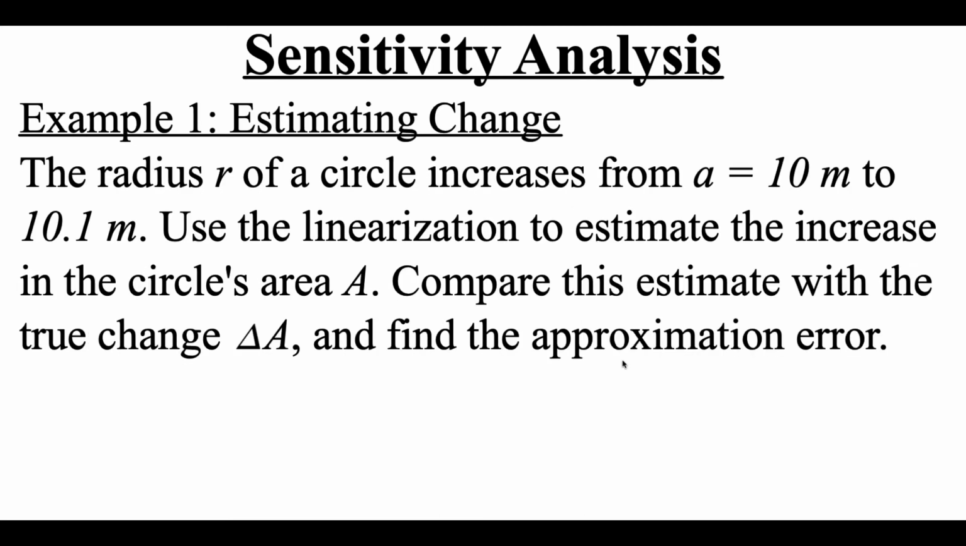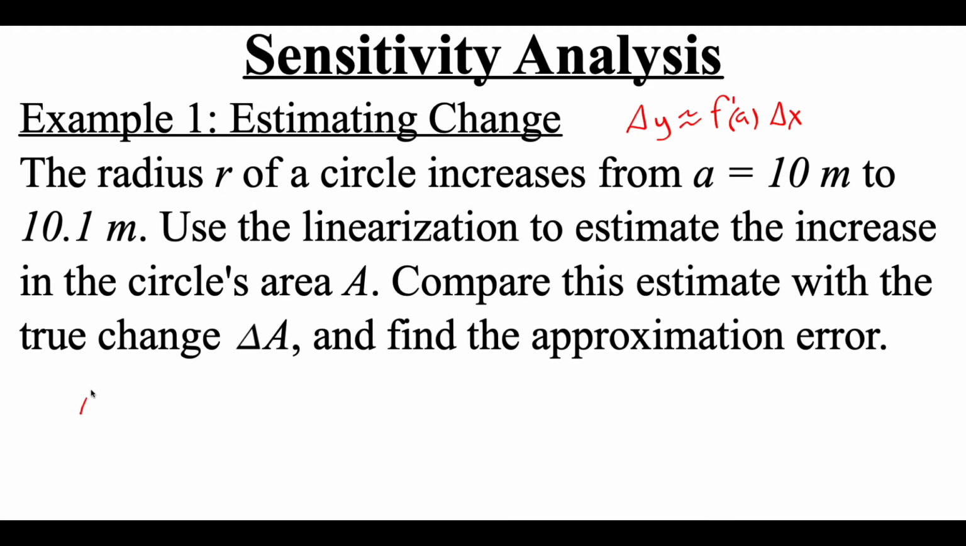So in this example, we're going to look at estimating some change. We know that the radius r of a circle is going to be increasing from a value of 10 meters to 10.1 meters. And what we're going to do is look at estimating the increase in the circle's area, capital A. And we want to compare our estimate with the true change in the area, and then we'll find the approximation error as well. So in general, we said if we want to find the change in our y value, we can approximate that by finding the derivative of our function. I'm going to call that f prime of a, and we're going to multiply that by the change in the x value. Well, here we're talking about area.